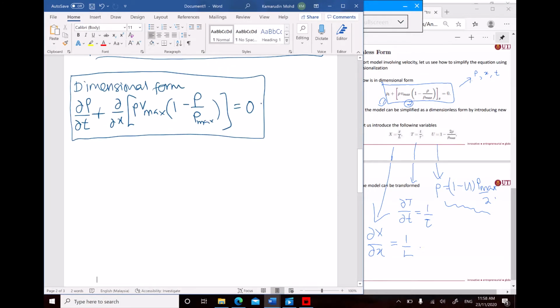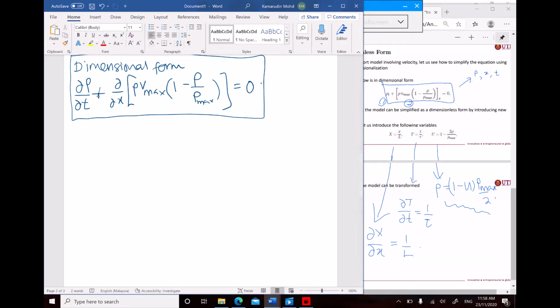So for this kind of problem, I will refer to the dimensional form, in order to proceed with the characteristic method. This rho derivative still remains, but this part you have to change. Here, if I rearrange and modify, this Vmax I can take outside because it is a constant. So we have Vmax, then del x of rho multiplied by 1 minus rho over rho max.